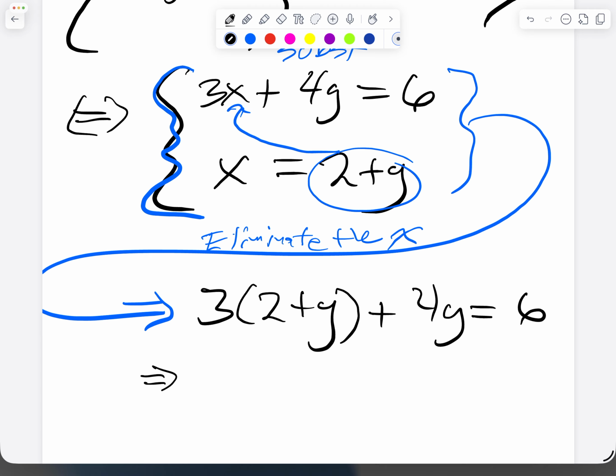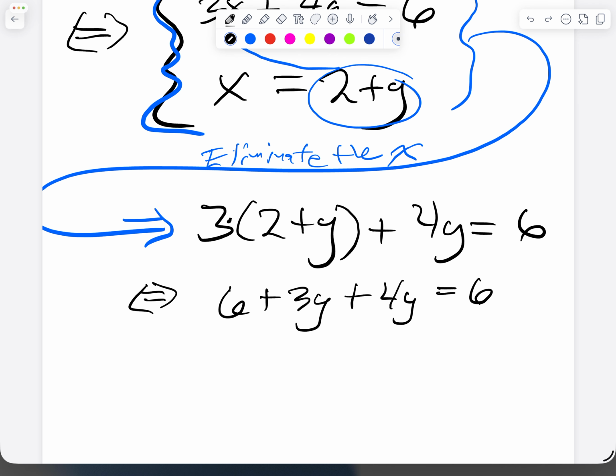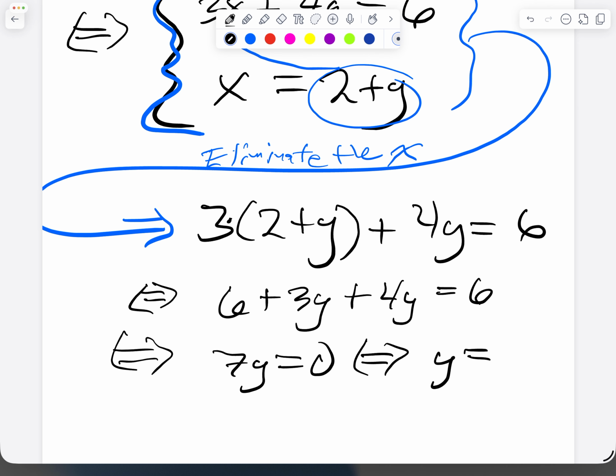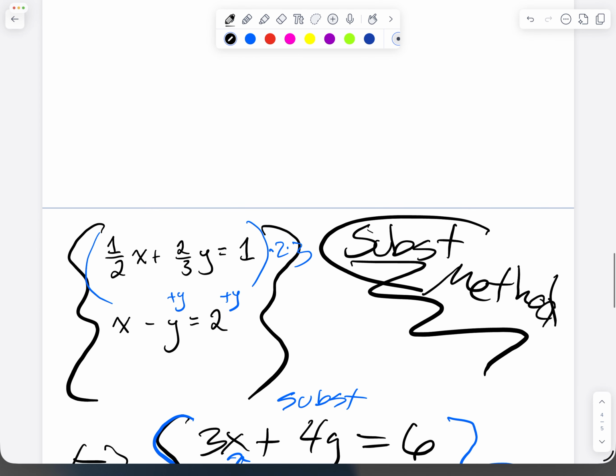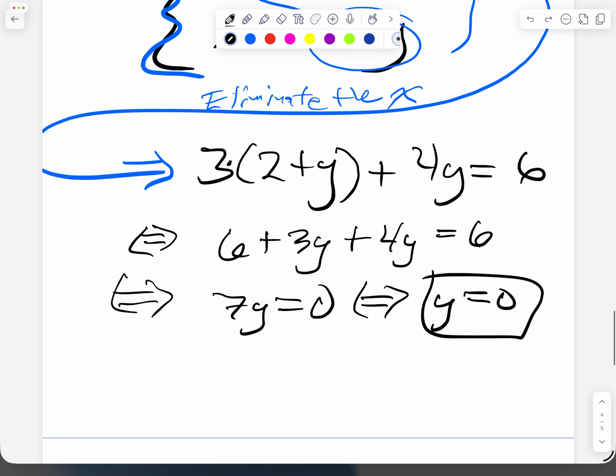So the distributive property is really multiplying, see? Pluses and multiplying, mixing operations. Distributive property, great. 3 times 2 is 6. 3 times y is 3y, and 4y. This is the same as this. And then 3y and 4y is 7y's. Subtracting 6 from both sides, I get 0. That's the same thing as y equals 0. Yay! So that's a lot more work to get the first variable. Again, the substitution method involves way more arithmetic, and you're more likely to make mistakes.